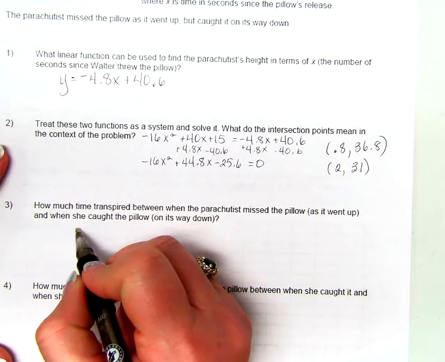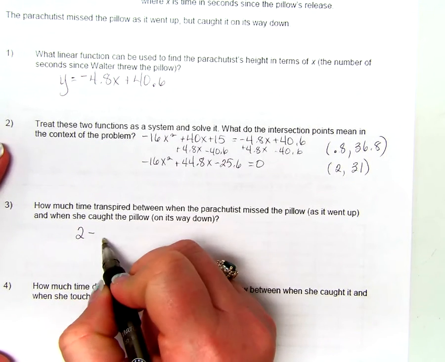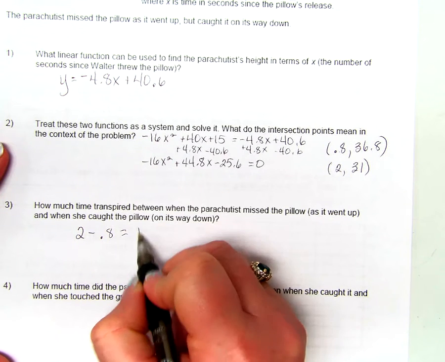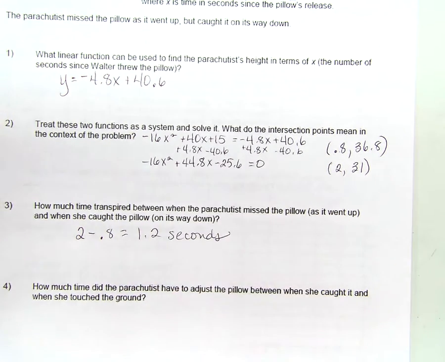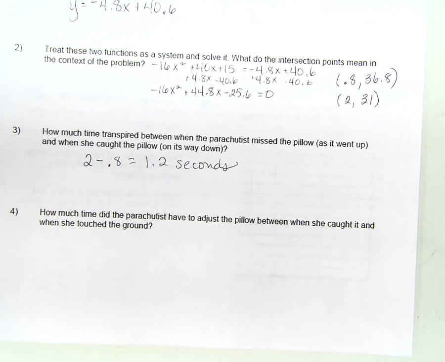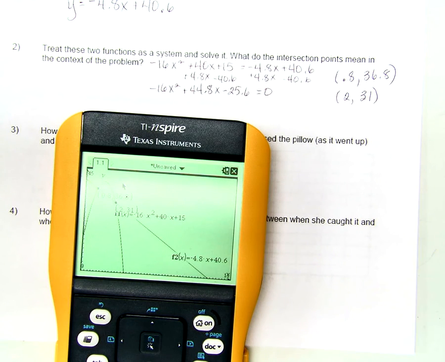Okay? How much time transpired between when the parachutist missed the pillow and when she caught the pillow? When did she catch it? At 2 seconds. When did she miss it? 0.8. 1.2 seconds. How much time did the parachutist have to adjust the pillow between when she caught it and when she touched the ground? Dun dun dun. When is she hitting the ground?